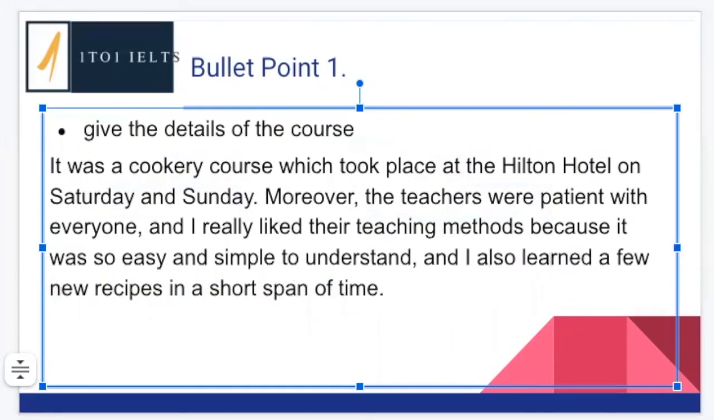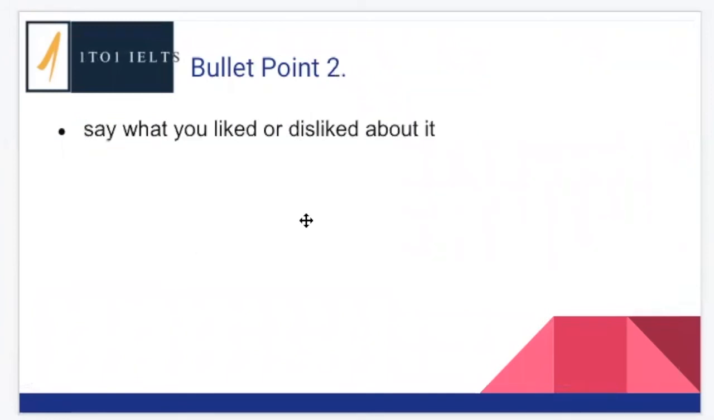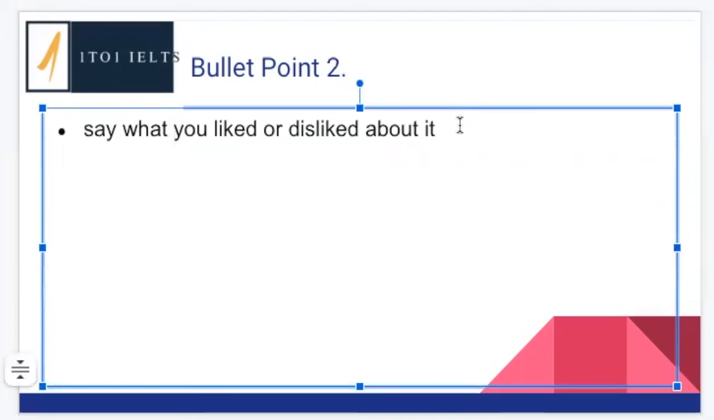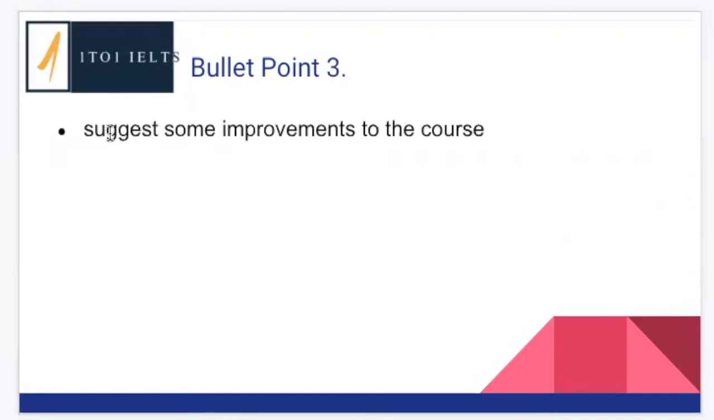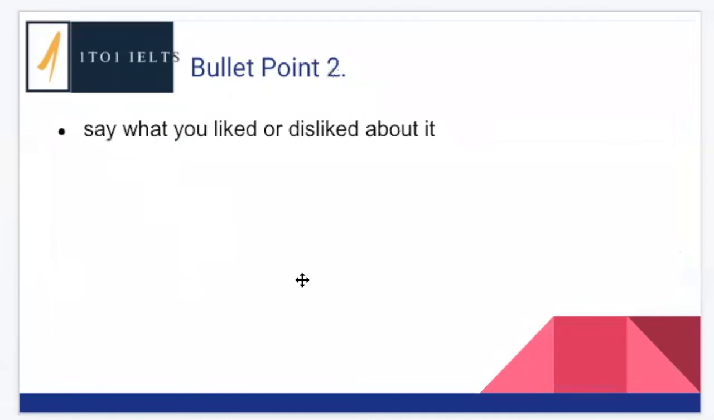Okay, so we haven't got a lot of time. So what I'm going to do is assign different bullet points to different people, if that's okay. And that just means we can get through the class a little bit easier. So where are we? Bullet point 2. So we're going to say ladies first. So Nabila and Lucy, if you can address this bullet point, say what you liked or disliked about it. And then gentlemen, bullet point 3, suggest some improvements to the course. So Reben and Trina, have a look at bullet point 3. Lucy and Nabila, have a look at bullet point 2, if you don't mind.